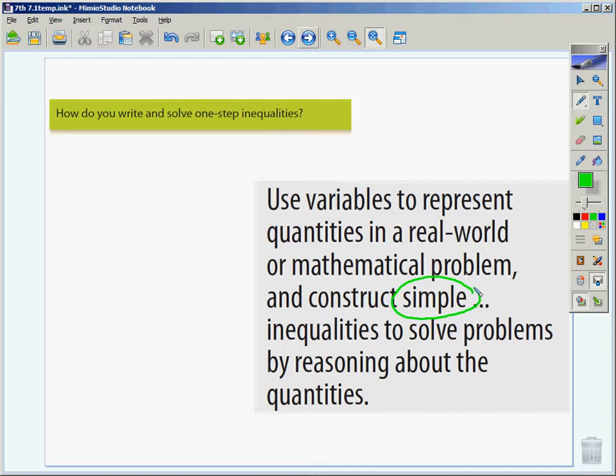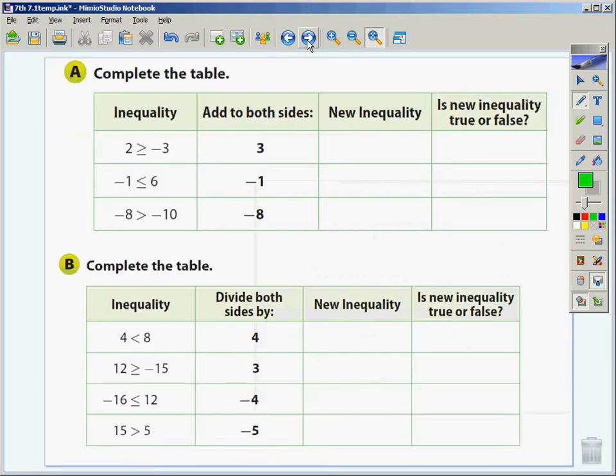Now, most of your notes today, you shouldn't need a sheet of paper for. We should be able to do right on this packet. So we're on that same page, page 203. We're going to fill in these two tables that are here. Notice, in the first table, they asked me to add a number to both sides of the inequality. So, they're asking me to add 3 to both sides.